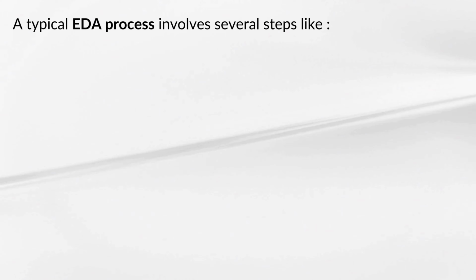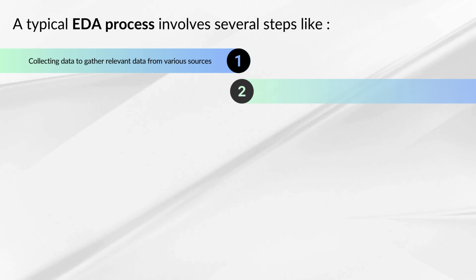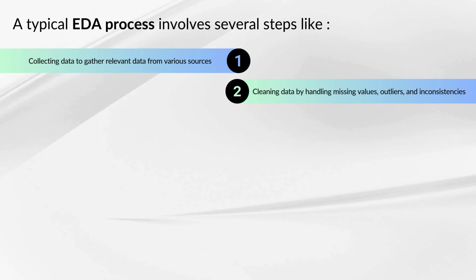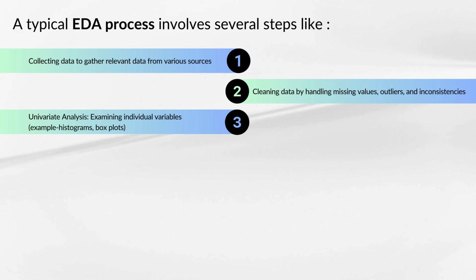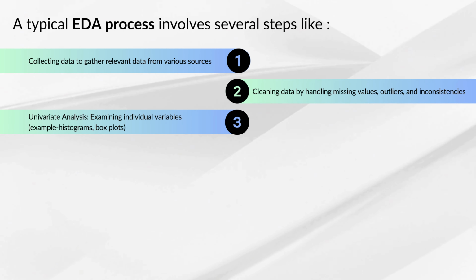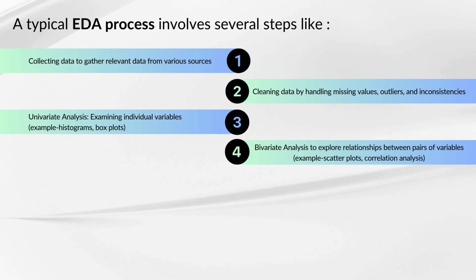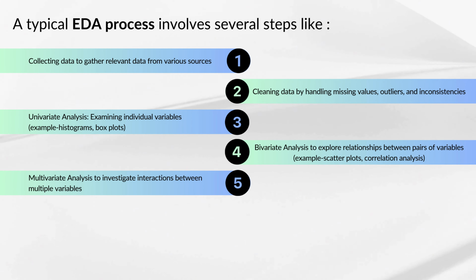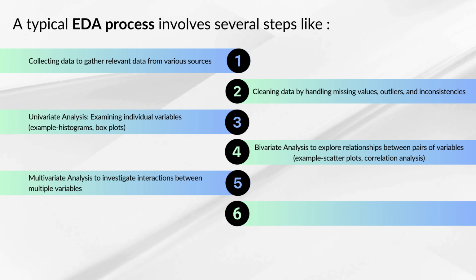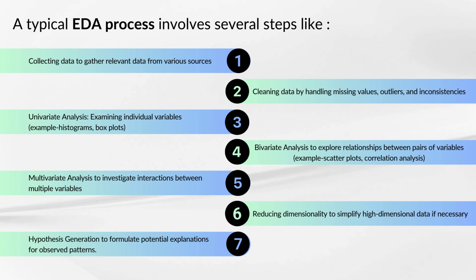A typical EDA process involves several steps: collecting data, to gather relevant data from various sources; cleaning data, by handling missing values, outliers, and inconsistencies; univariate analysis, examining individual variables, for example histograms and box plots; bivariate analysis, to explore relationships between pairs of variables, for example scatter plots and correlation analysis; multivariate analysis, to investigate interactions between multiple variables; reducing dimensionality, to simplify high-dimensional data if necessary; and hypothesis generation, to formulate potential explanations for observed patterns.